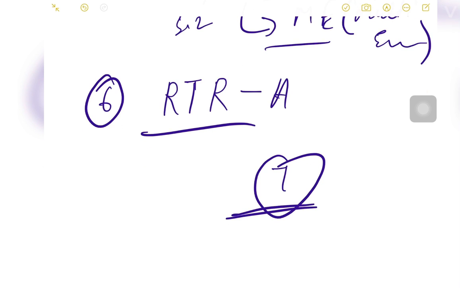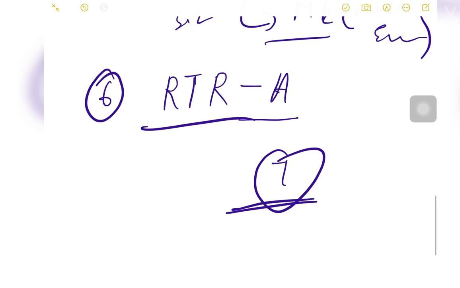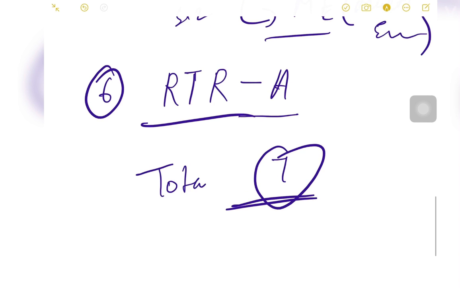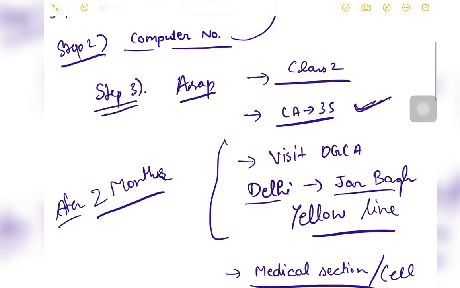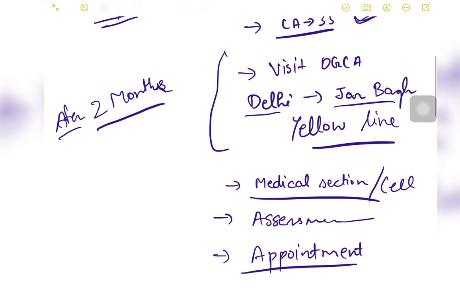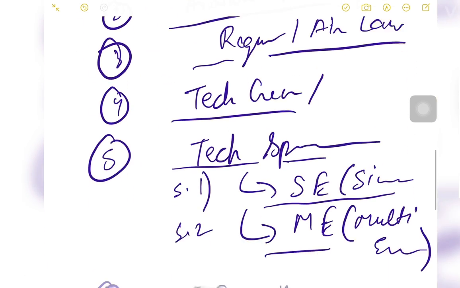So for RTR, even if you don't have your computer number, you can start studying for your RTR exam. Okay. So this is the total number of exams that you need to pass to get your license. So I told you one by one what the things are. The first step is to get your passport, computer number, and your medicals. Then you have to pass these exams.